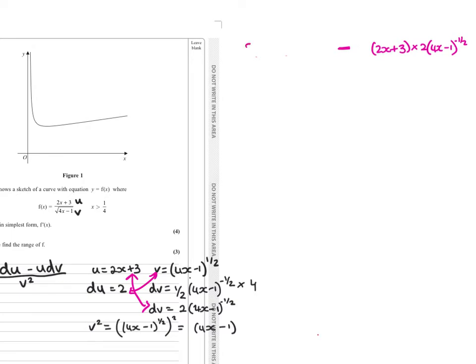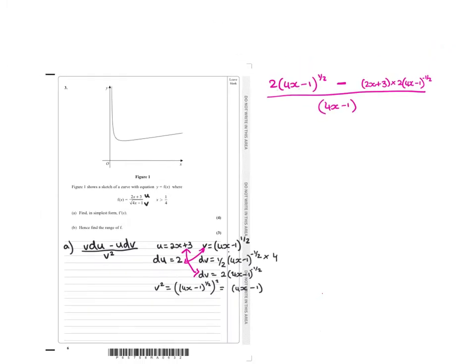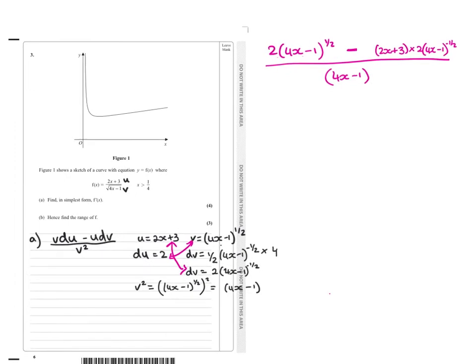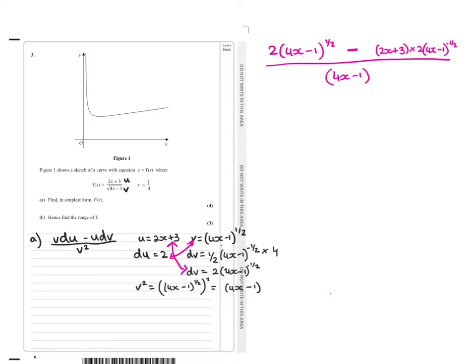So this is 2 lots of 4x minus 1 to the power of a half. All of this is over v squared, which we know is 4x minus 1. Okay. Great. Most people got to this stage. And that's amazing. But this isn't fully simplified form, obviously. And when we think simplifying fractions, really what I think about is factorising and cancelling.